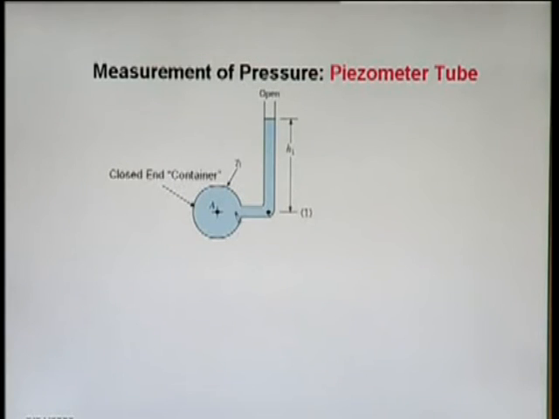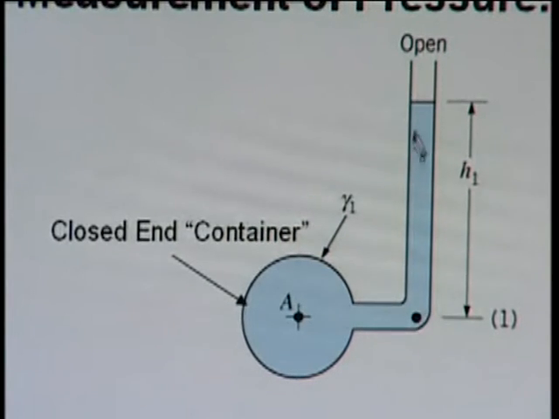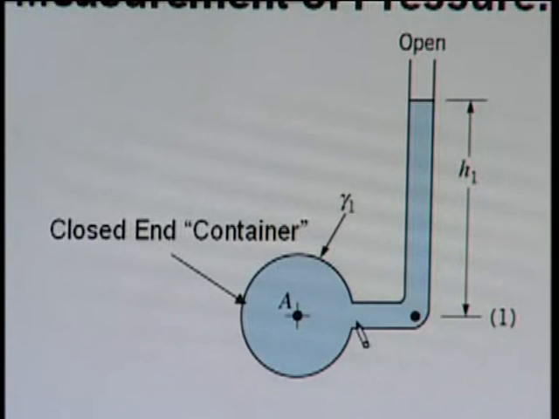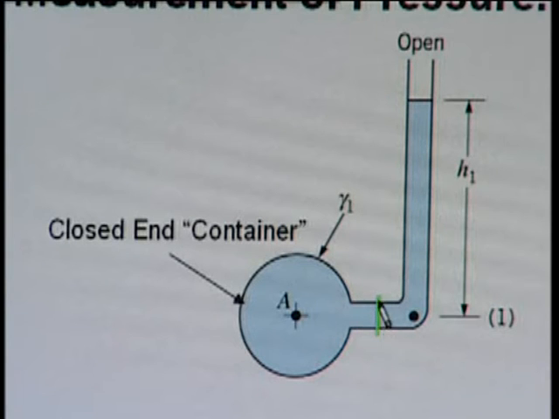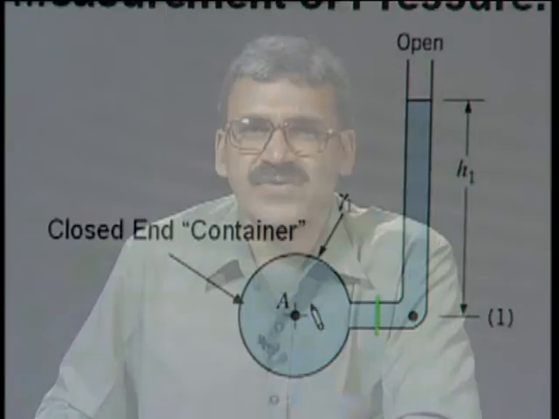So this is a simple piezometric tube in which we have a container A, and this tube is connected to this container. If we want to measure the pressure available in this container, suppose we have a valve here, and this valve is initially closed. If we open this valve, this fluid will rise, and this rise of the fluid is a function of the pressure available in this container, right. So the rise of the fluid is a function of the pressure.